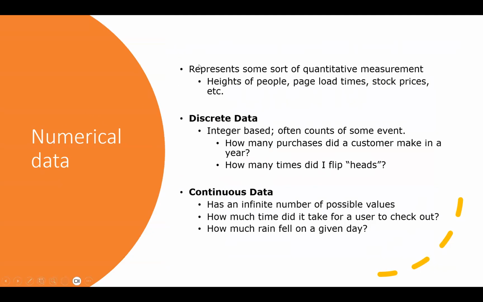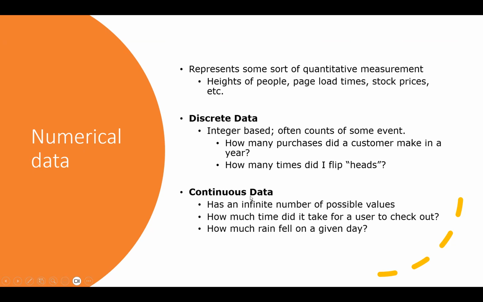So numerical data is data that is for quantitative measurement. If you're looking at the height of people, stock prices, the budget of Nigeria, those kinds of things are numerical data. This numerical data can be discrete, like integers, when you talk about counts: how many customers, how many employees, how many clients.